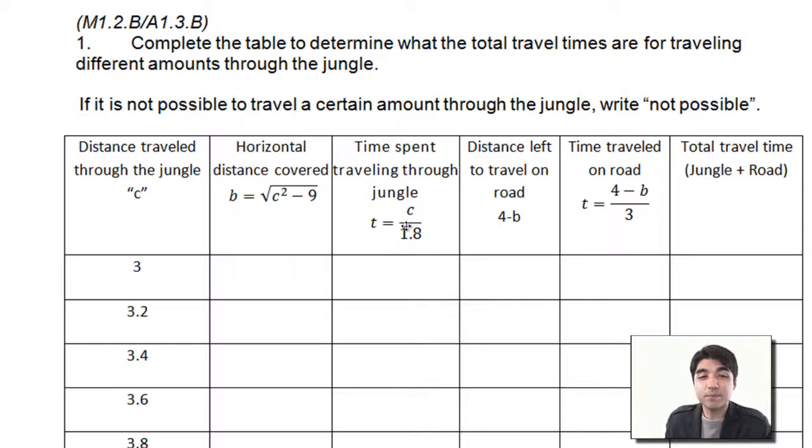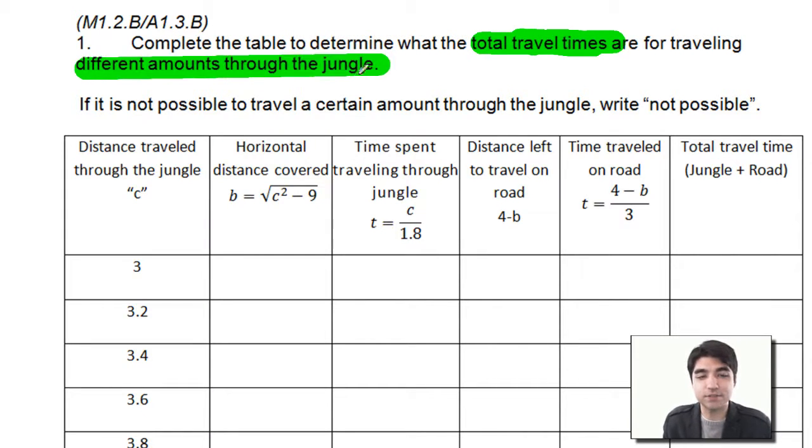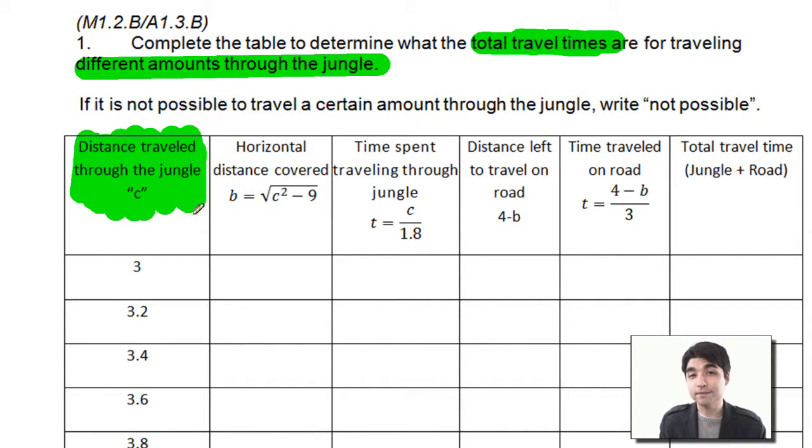Okay, so we're on problem one of the practice task for Big Box, and we have this massive table here that we need to fill out. And it wants us to complete the table for different travel times. Let me get the big highlighter out for traveling different amounts through the jungle. So we're wondering if we travel different amounts through the jungle, how will that affect our total travel time? So that variable is c.